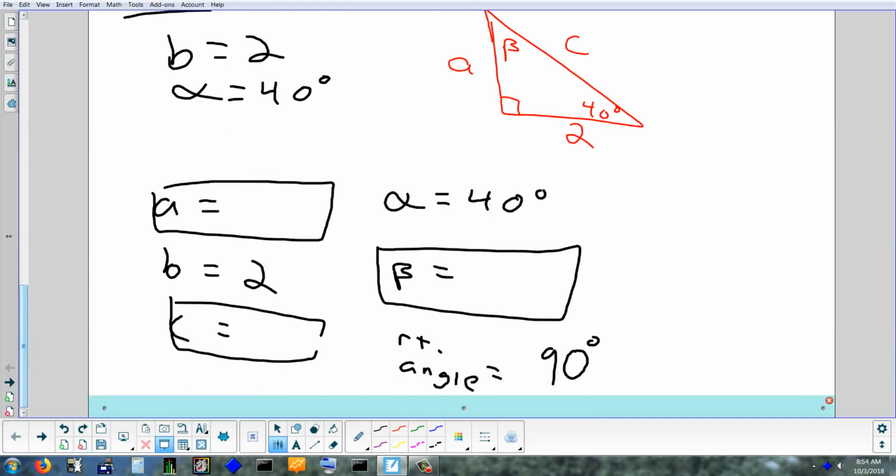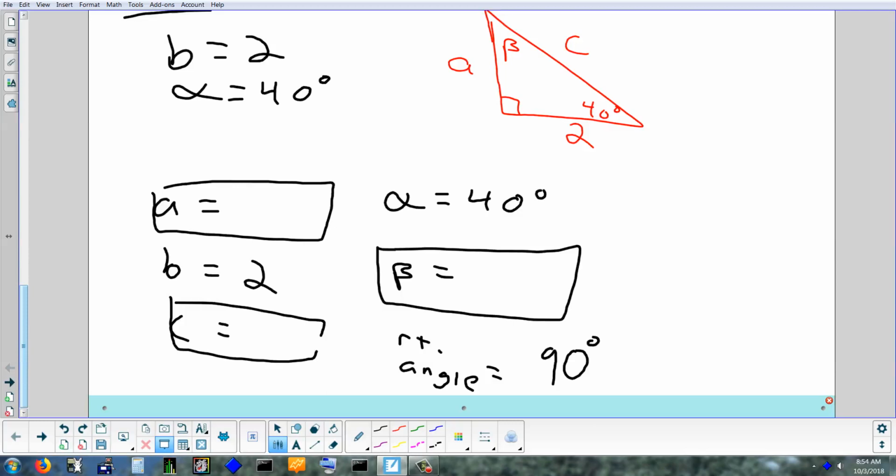I put boxes around everything I need to find. So when I'm done, I need A, I need C, and I need beta. Does anybody see something I could find first that wouldn't really involve a ton of work? You probably could have even found it before we learned anything about the trig this week. Yeah, Justin? The third angle. Yeah, we can get the third angle. What would the third angle be?